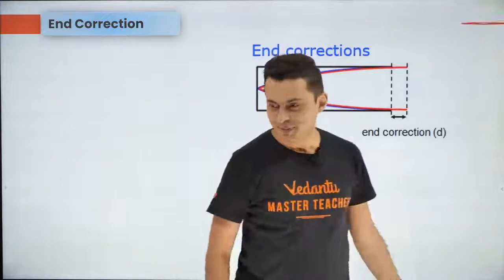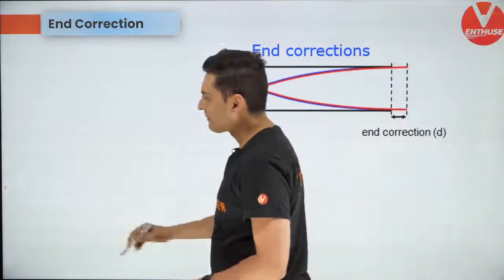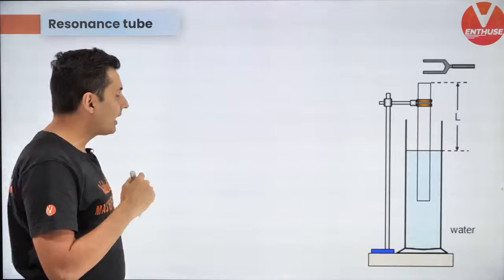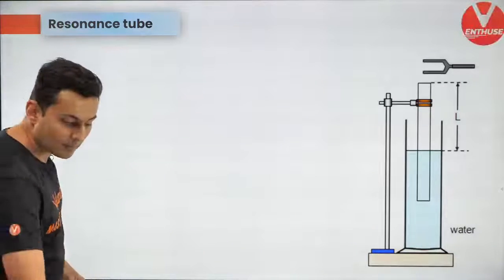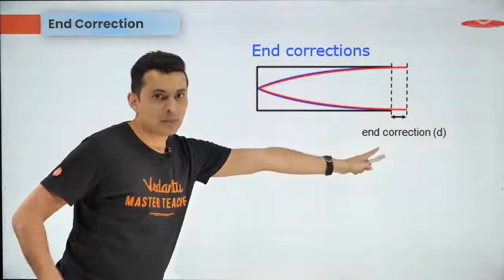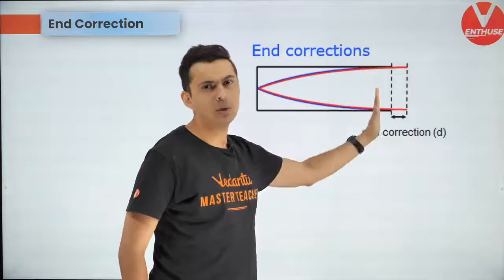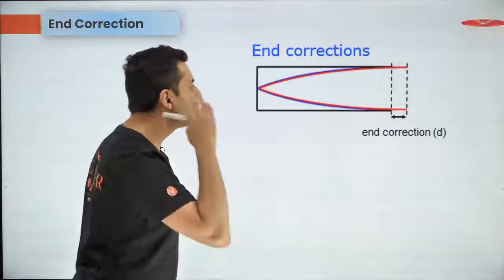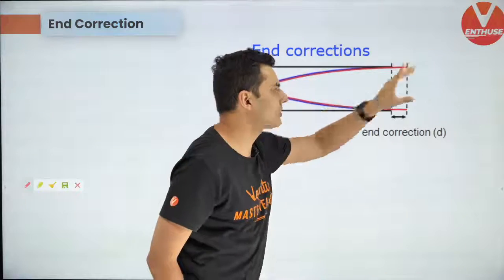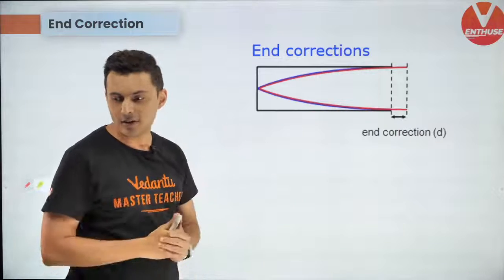End correction. Let's see this. What is end correction? In a pipe which is open, usually you should get the antinode exactly at the open end, but you never get the antinode exactly at the open end. It is slightly outside, because of which you might get a small error in the calculation.